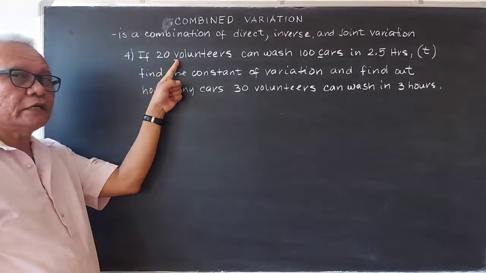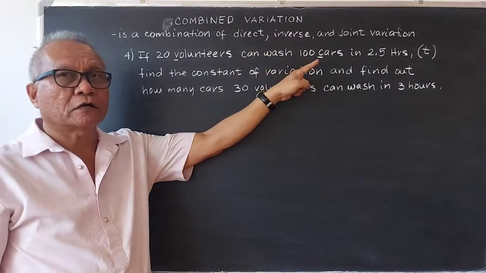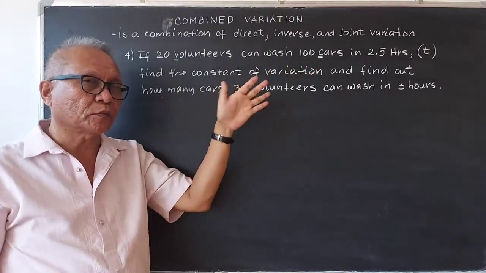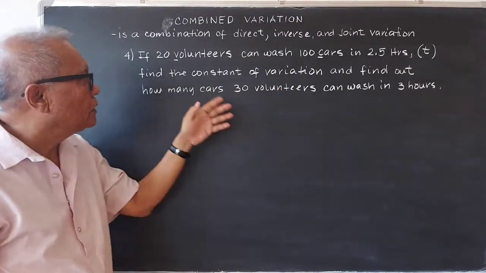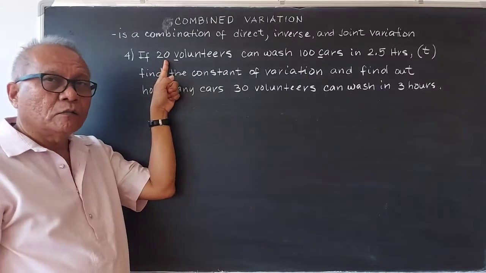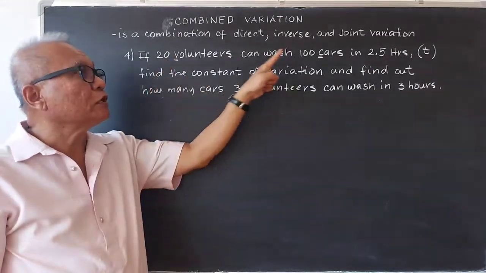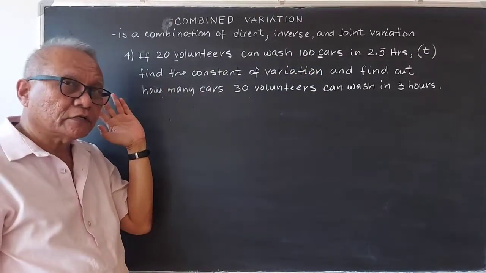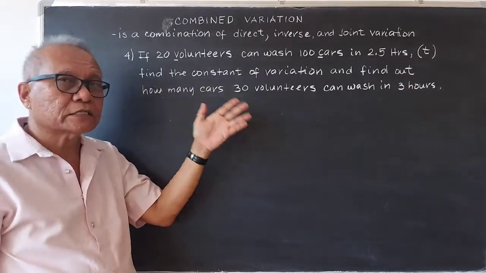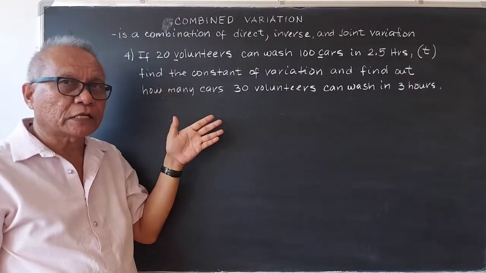We have V here. What can you say about the volunteers and the cars? Are they directly proportional or are they inversely proportional? When we have more volunteers, they can wash more cars. If we have less volunteers, they can wash only less cars. So they are directly proportional.